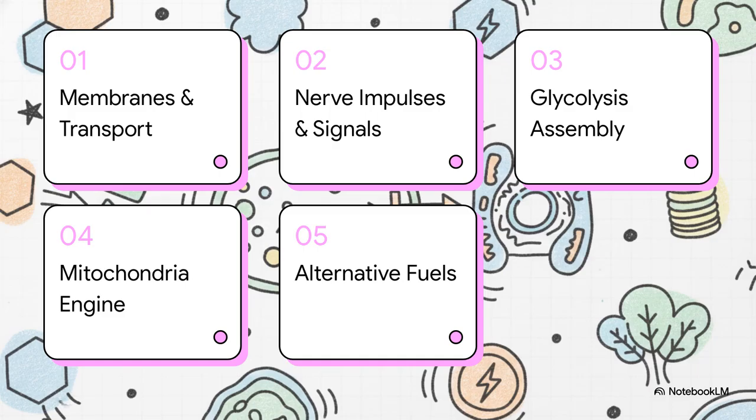Here's our blueprint for today. We'll start at the gates with membranes and cellular transport, then decode the electrical wiring of nerve impulses. After that, we break down glucose in glycolysis, fire up the mitochondria, and finally, check out our alternative backup fuels.